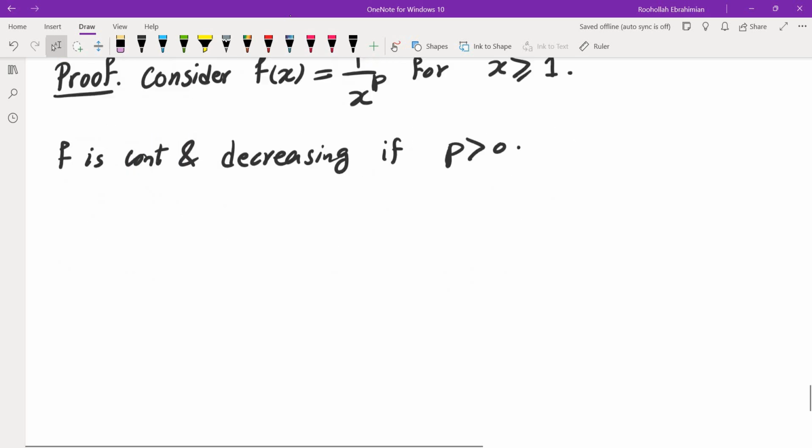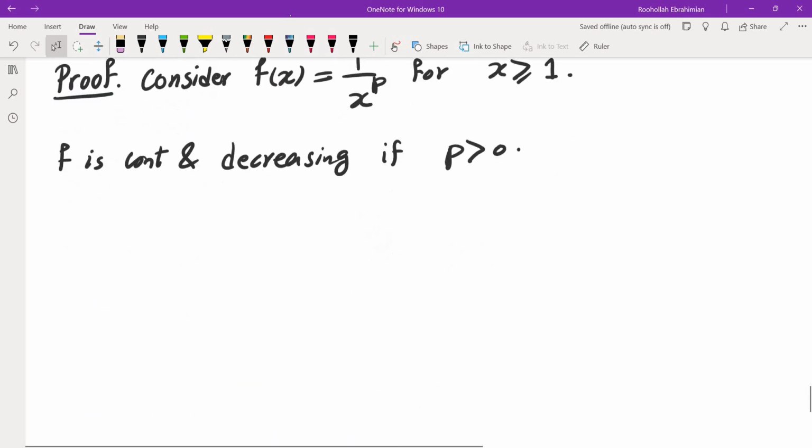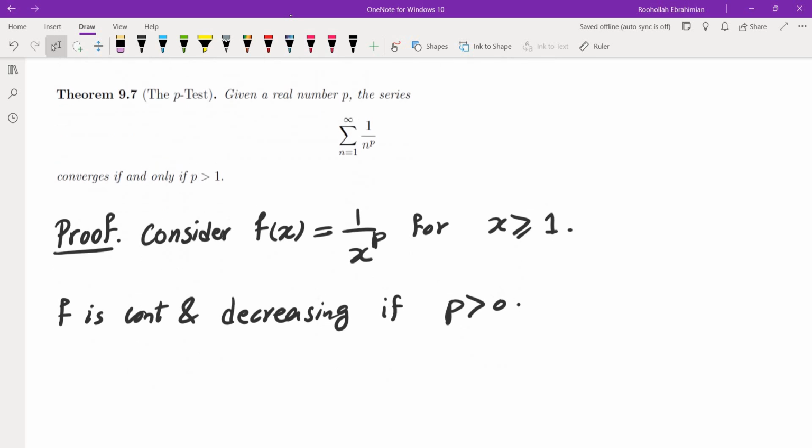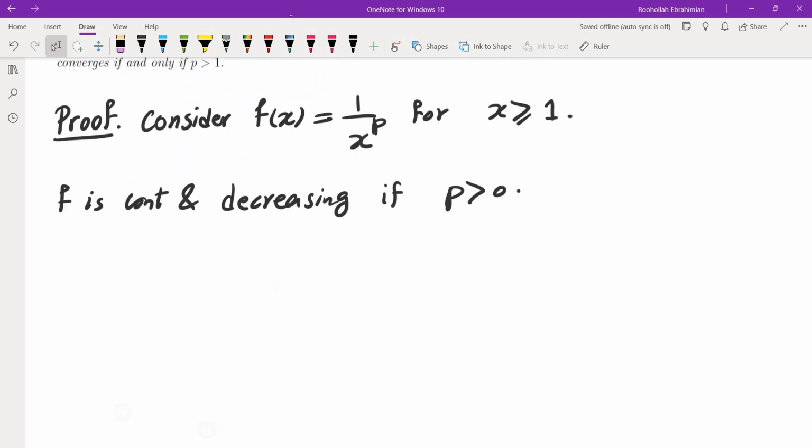And then we're going to do an example on that. We are going to now use the integral test. By the integral test, let's assume that p is positive. We'll take care of the case when p is negative separately. So assume p is positive. So we're going to take the integral from 1 to n of 1 over x to the p dx.